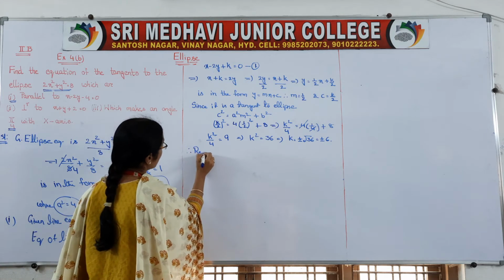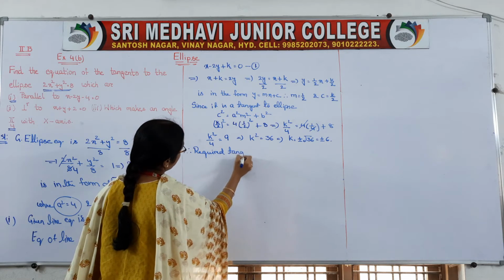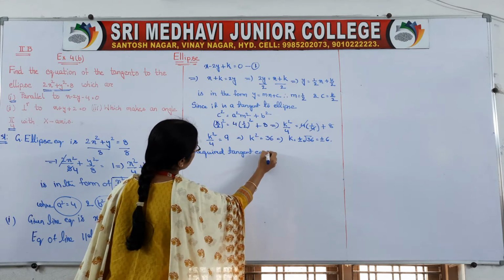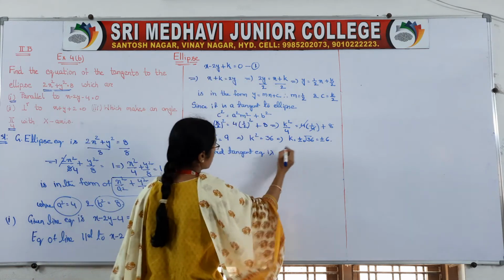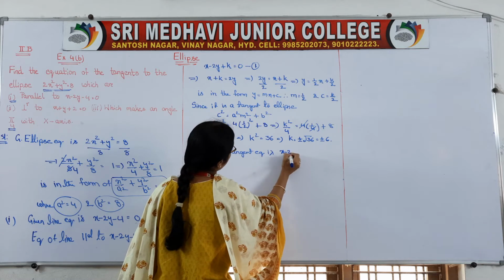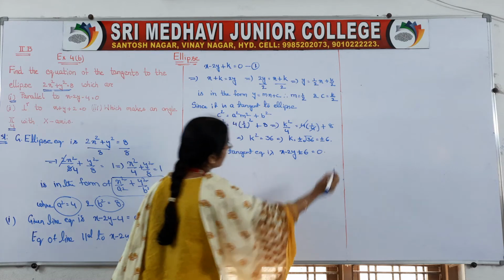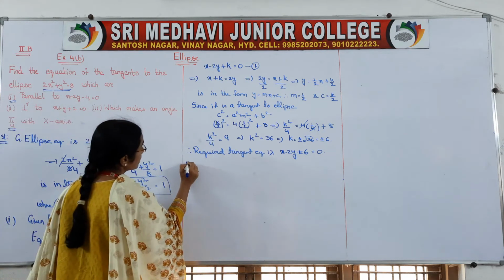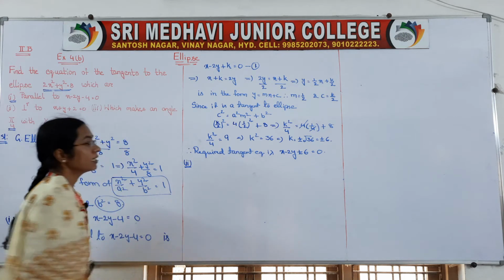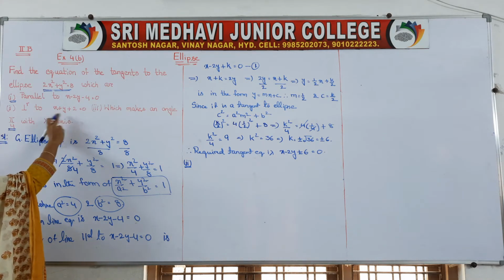Therefore, the required tangent equation is, in k place, in the equation you substitute your value: x − 2y ± 6 = 0. Okay. So, next you come to the second question. What is your second question? Find the equation of the tangent to the same ellipse which is perpendicular to this one.